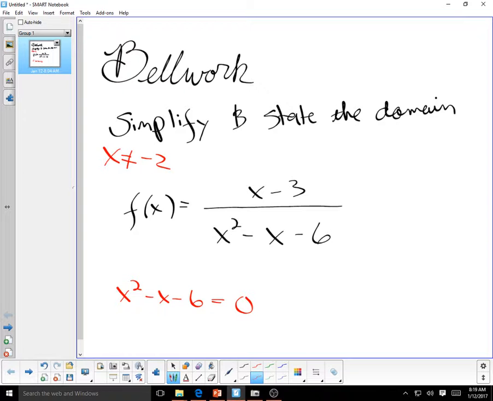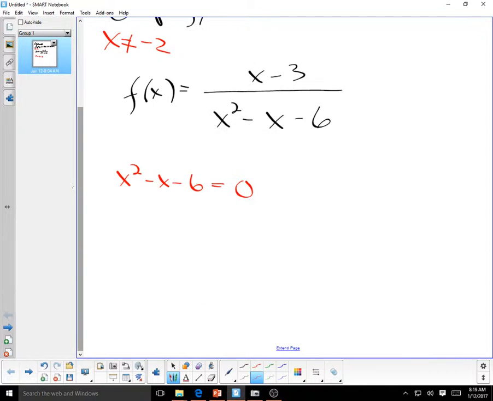So this is saying, when is this going to equal 0? Let's solve it, and we'll use our great skills of factoring here. Is that cool? So let's do our factoring bit. 2 and 3, right? This would have to be a negative. This would have to be a positive. Does that work? Yeah?